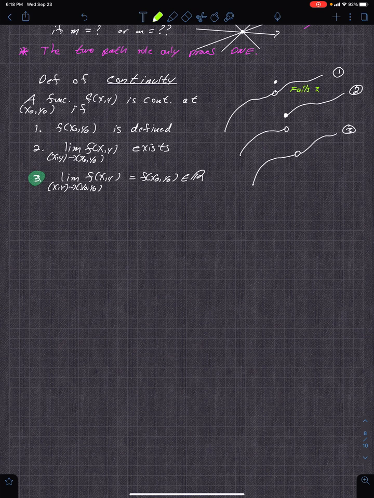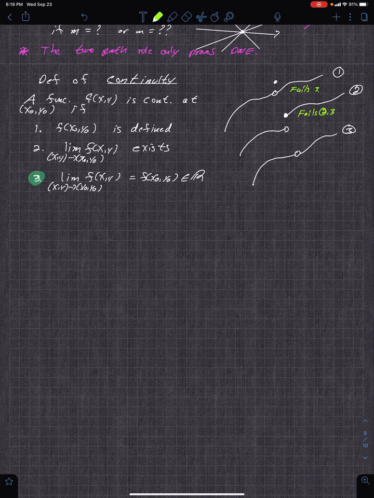So what about the second one? Is the function defined? Yes. Does the limit exist? Well, no, the limit does not exist. So this fails 2. Well, and 3, because they're not the same, but it doesn't exist anyway, so it's really 2.